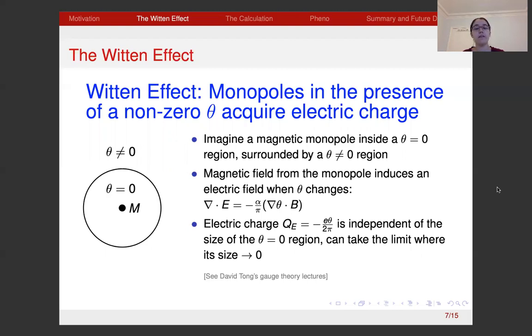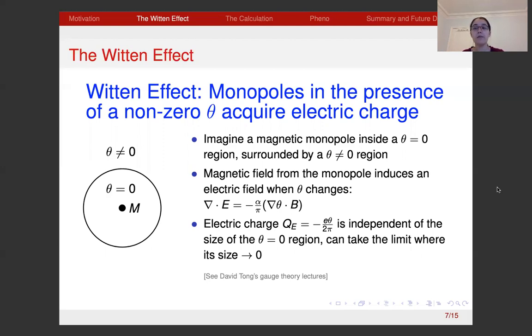electric field. We also know, if we actually compute the electric charge, that it's equal to minus E theta over 2 pi, and that's independent of the size of this region where theta is equal to 0, which means that regardless of the size of this region, we still expect that this monopole is going to acquire an electric charge in the presence of a non-zero theta.